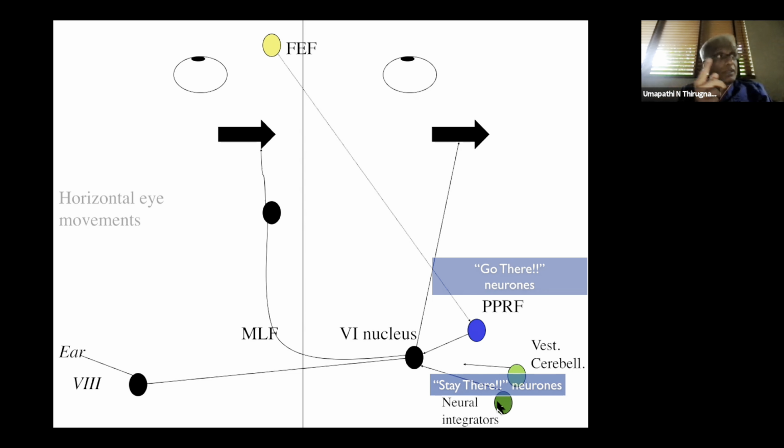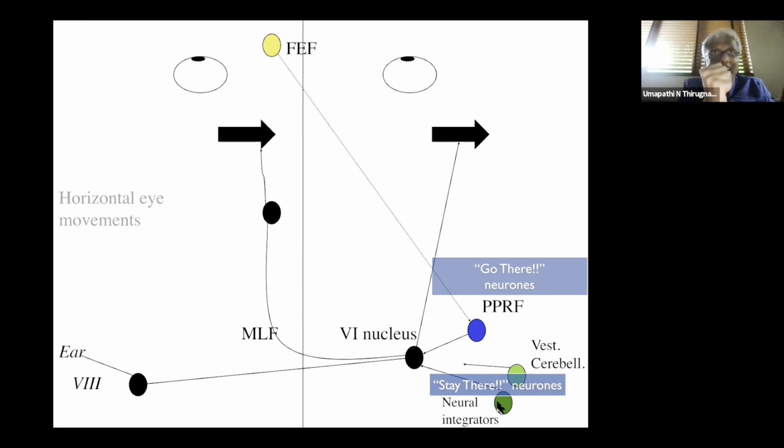Now, when I look to the left, it beats to the left. When I look to the right, it beats to the right. When I look up, it beats up. When I look down, it beats down. So what is the term for this? Gaze-dependent nystagmus. Okay, so a classic central nystagmus is gaze-dependent nystagmus, and the terminology gaze-dependent nystagmus illustrates the pathophysiology.